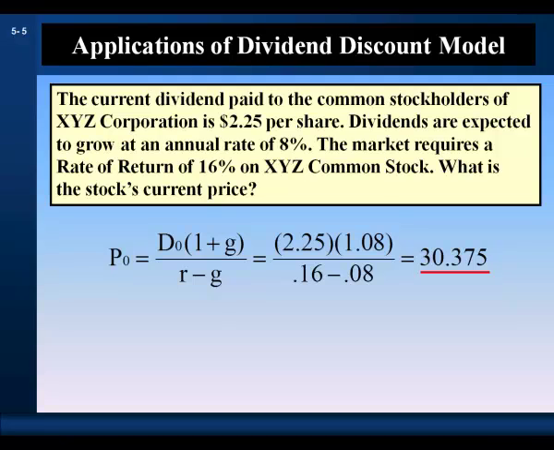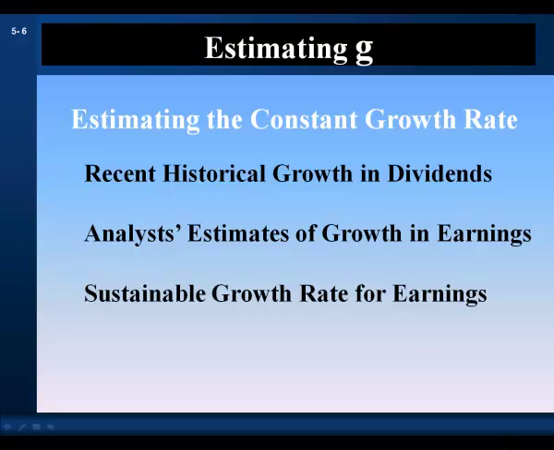Valuation is very sensitive to the growth rate estimation. In fact, stock price is a bet on future growth. And the expected dividend growth rate is a problematic estimation. We can estimate the constant growth rate by looking at recent historical growth in dividends. But when you use historical data, you're assuming the future is going to be exactly like the past, and that may not always be the case.